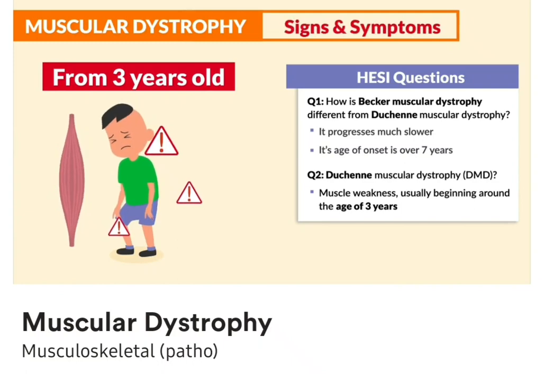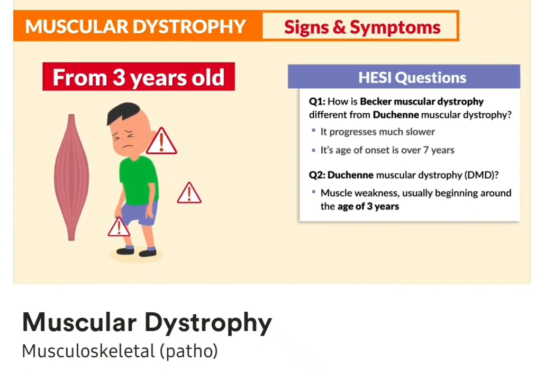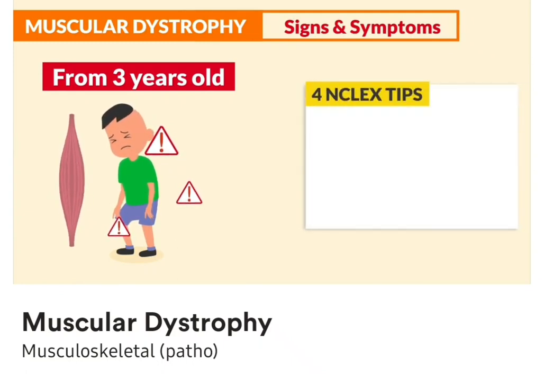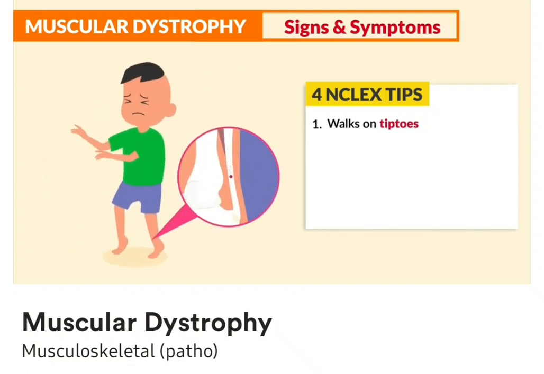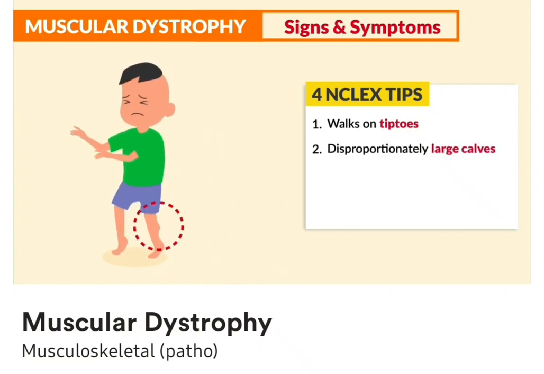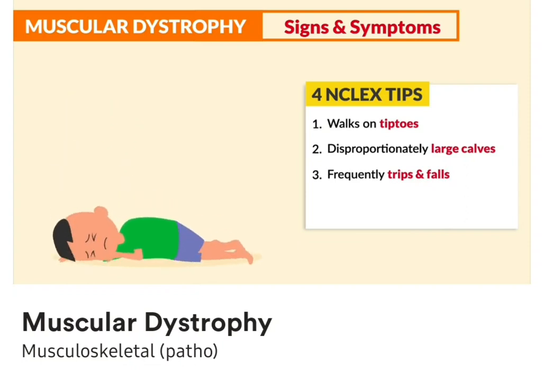Now for the signs and symptoms, this is what you should write down, 4 big NCLEX tips. And trust me, they love to show up on Select All That Apply questions. So number 1, the child walks on their tippy toes due to the Achilles tendon tightening up. Number 2 is disproportionately large calves due to walking on the tippy toes. And number 3 is frequently trips and falls.